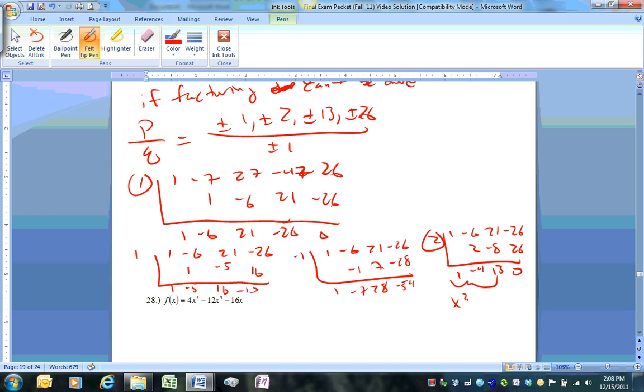And this represents x squared minus 4x plus 13. Now you could do the synthetic division again, or you can just use the quadratic formula by hand. So we do it by hand, we should get the following answers. And I'll let you do that on your own, but you should get 2 plus or minus 3i.